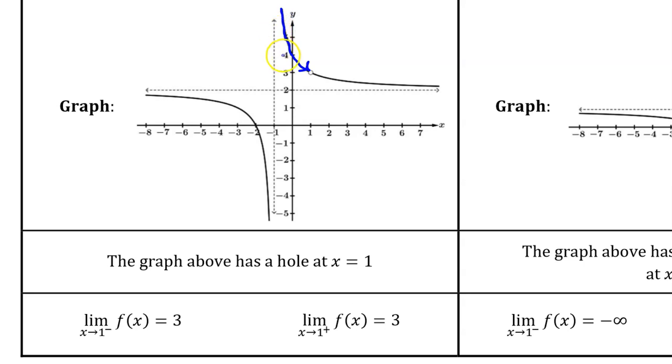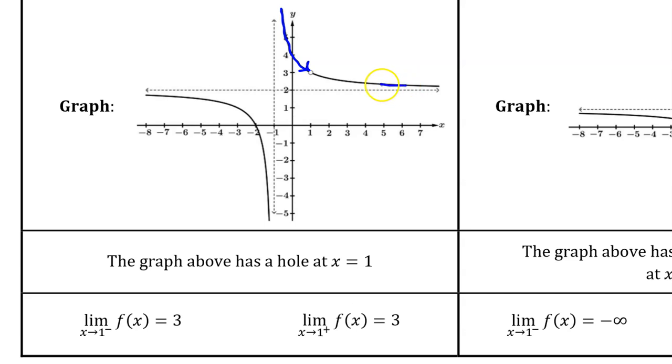So notice as we get closer and closer to an x value of 1, we get closer and closer to a y value of 3. So that's why we say the limit as x approaches 1 from the left of f of x is 3. When you have a hole, it's going to be the same limit from the left and from the right.